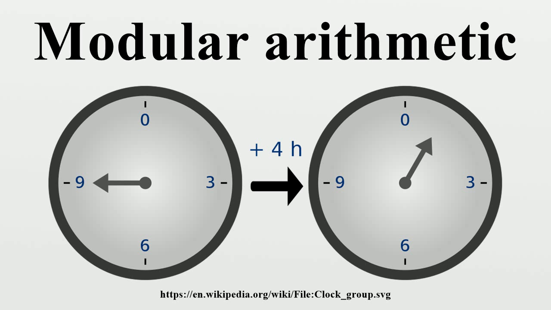It is clear that the least residue system is a complete residue system, and that a complete residue system is simply a set containing precisely one representative of each residue class modulo n. The least residue system modulo 4 is 0, 1, 2, 3.